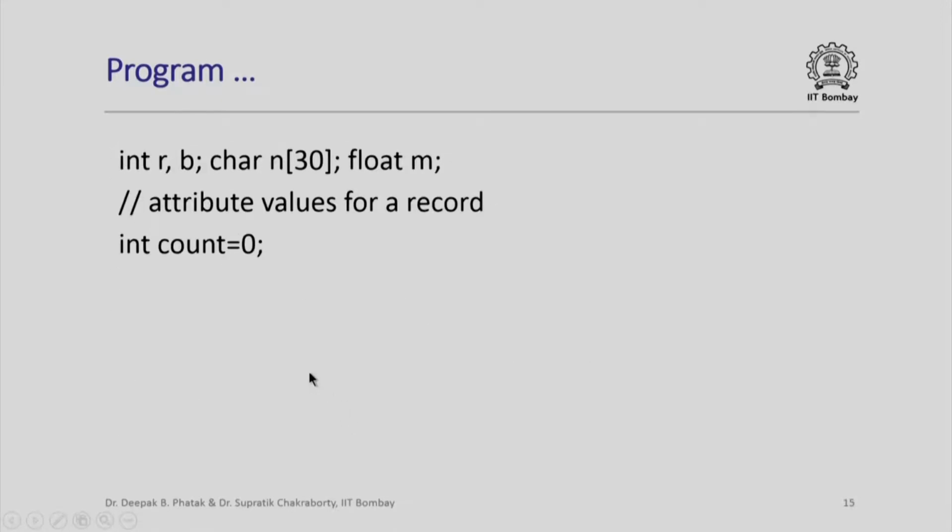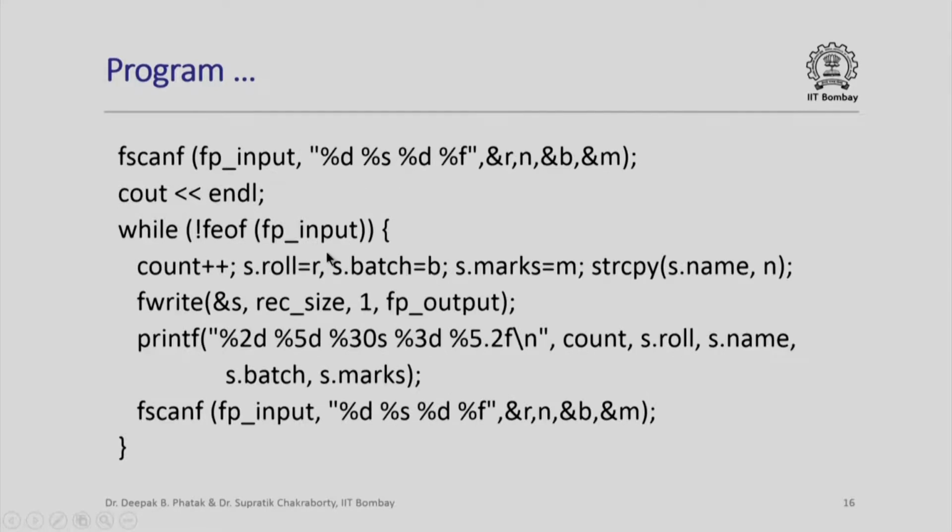Having done this housekeeping, I also define four variables r, b, char n[30] and float m. These are temporary internal variables to hold values which I read from the input file. So these are attribute values for a record. I start with initial value of 0 for a count and do the following. I first read from the fp input file the values for r, n, b and m. Notice that I use pointers except for n, which is the character array. Notice the format specifiers d, s, d, f. These will suffice because I have exactly 4 values separated by blank spaces.